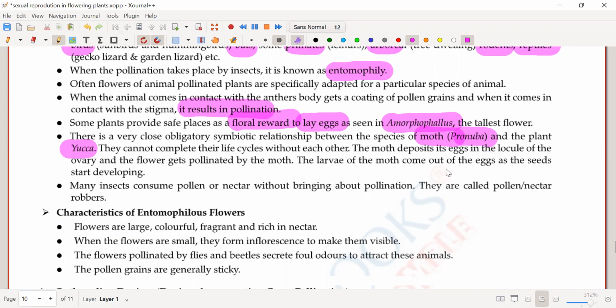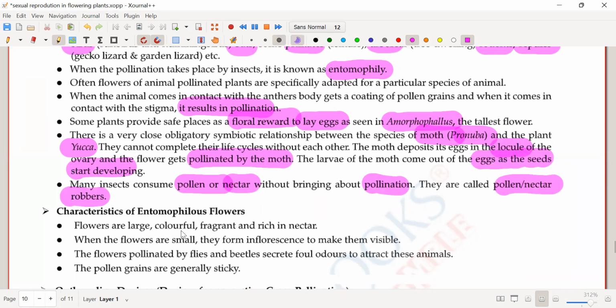The larva of the moth comes out of the egg as the seed starts developing. See here, there is a symbiotic relationship between the species and this moth. Many insects consume pollen or nectar without bringing about pollination. They are called pollen or nectar robbers.